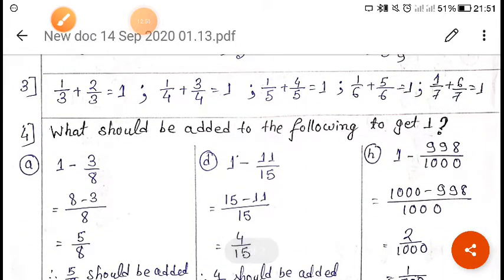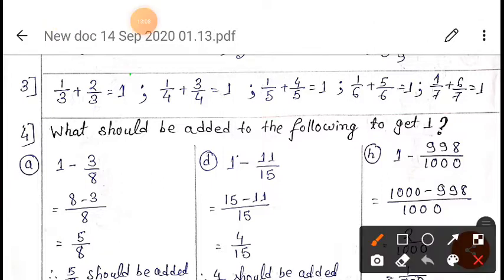Now next is write 5 pairs of fractions whose sum is 1. Okay, we have to find 5 pairs of fractions whose sum is 1. So how will you find? 1 and 2 have been done for you: 1 by 2 and 1 by 2, 3 by 5 and 2 by 5. Now next is this.